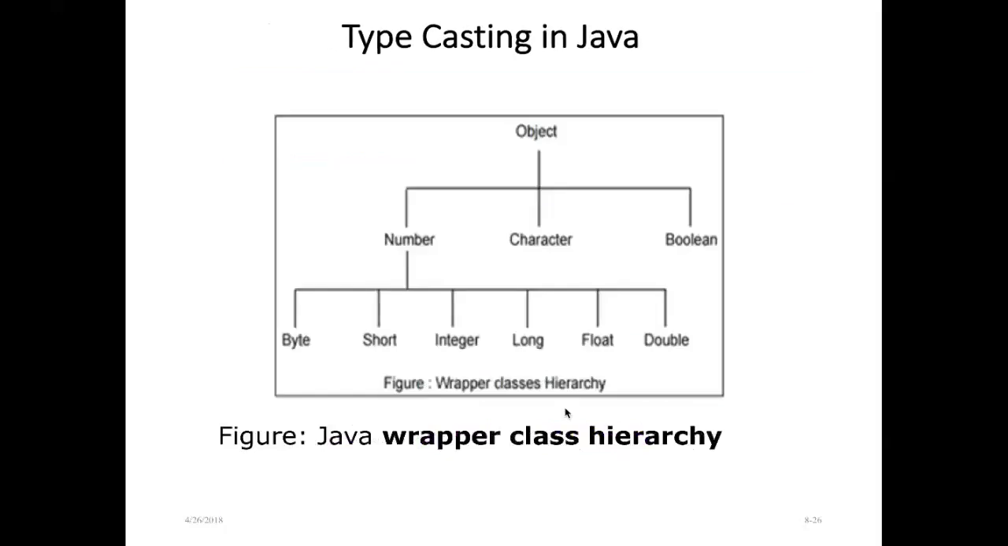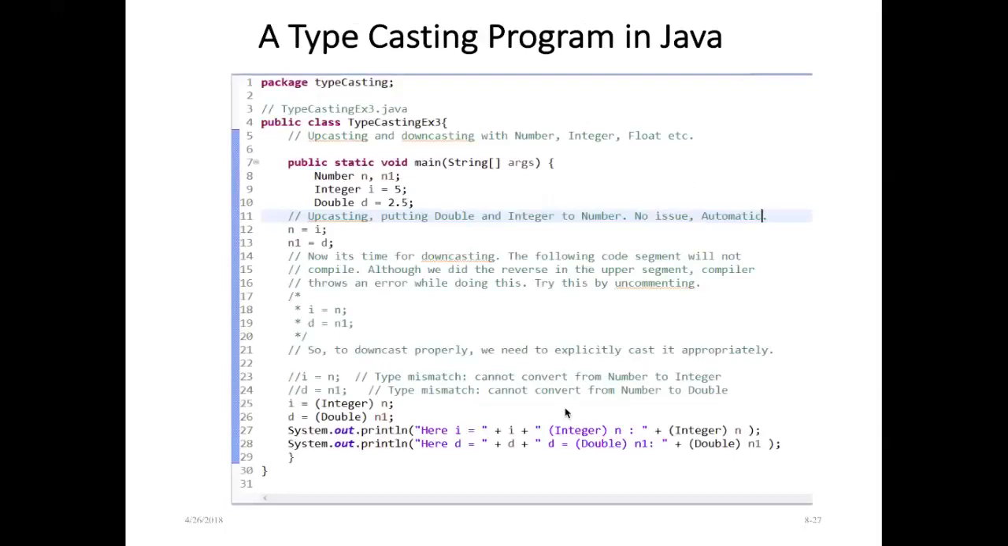I'm trying to explain what happens here. Number, then Integer, Double. I have two objects of the Number class, I have an Integer object, and I have a Double object.